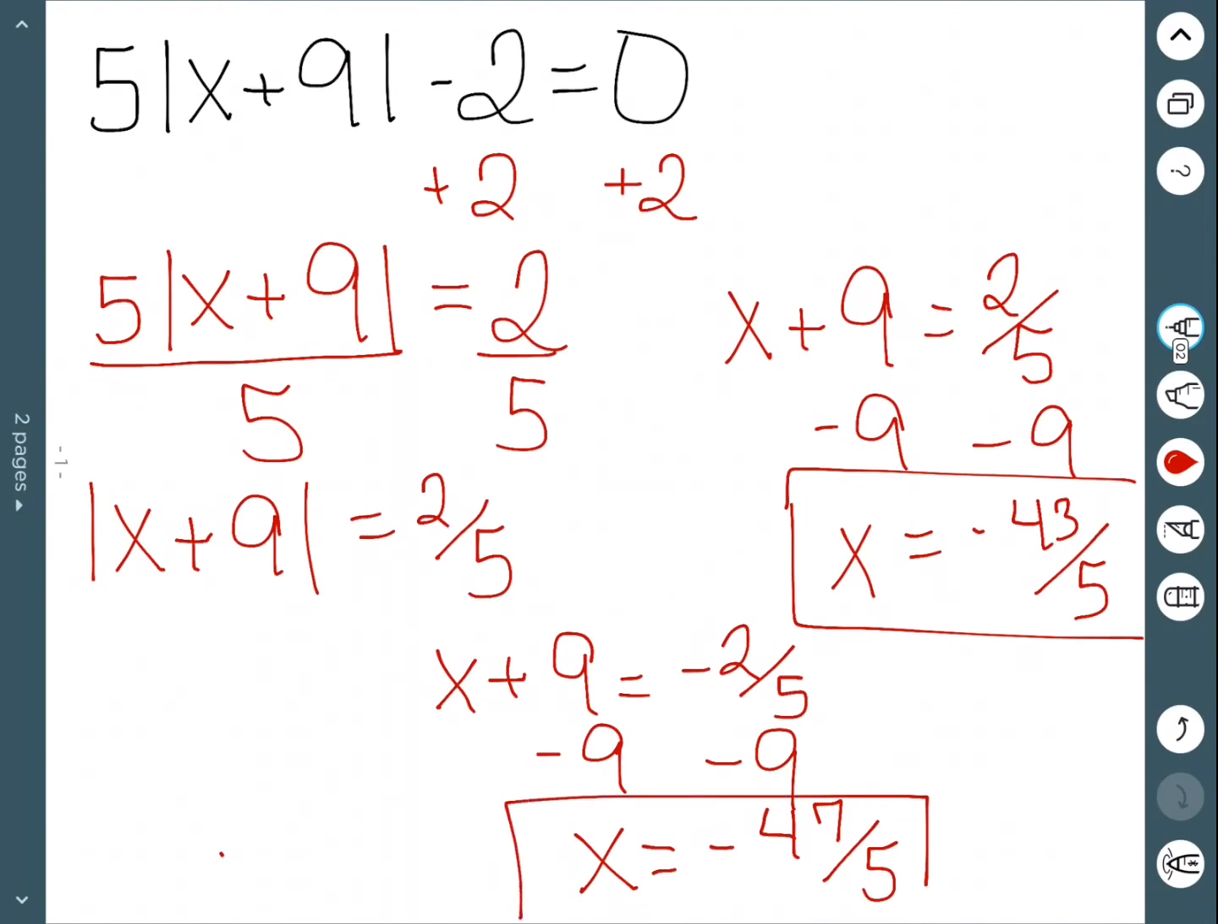Absolute values should always have 2 answers because the absolute value of a number is the same thing as the absolute value of its negative. So make sure to set the equation equal to the number as well as the negative of that number.